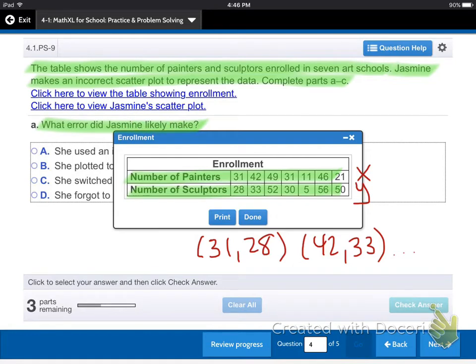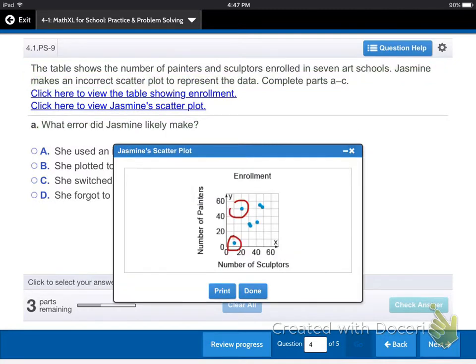So we are trying to answer the question, what error did Jasmine likely make? And so what we need to do is take a look at all the scatter plots and look for these points, 31, 28, 42, 33, 49, 52, etc., and see which one is correct. And if we're looking for an error, then we have to find out what that was. So let's take a look. Here's her scatter plot, and let me erase that.